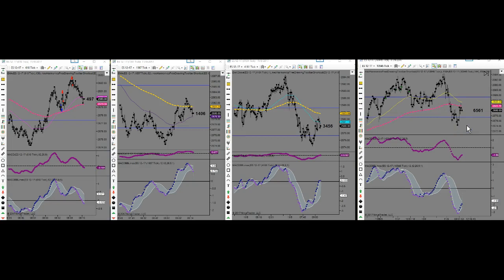But it's kind of a wait and see for me. Definitely not taking a short from here. Remember, I try and trade the 1597 over the 610, but sometimes my sight kind of draws back to the 610.